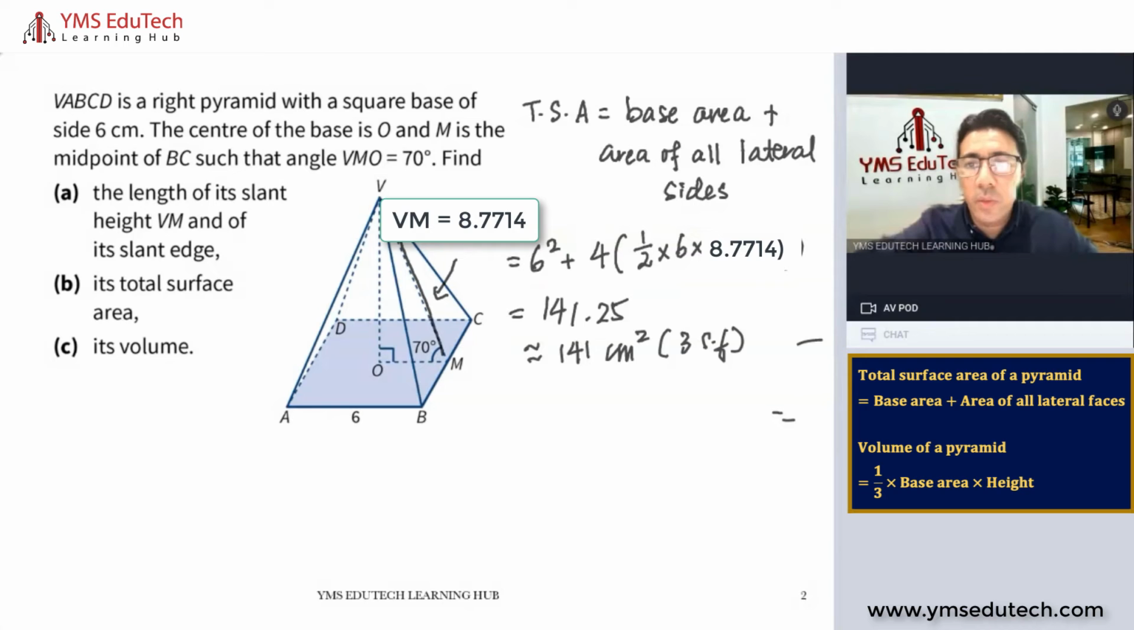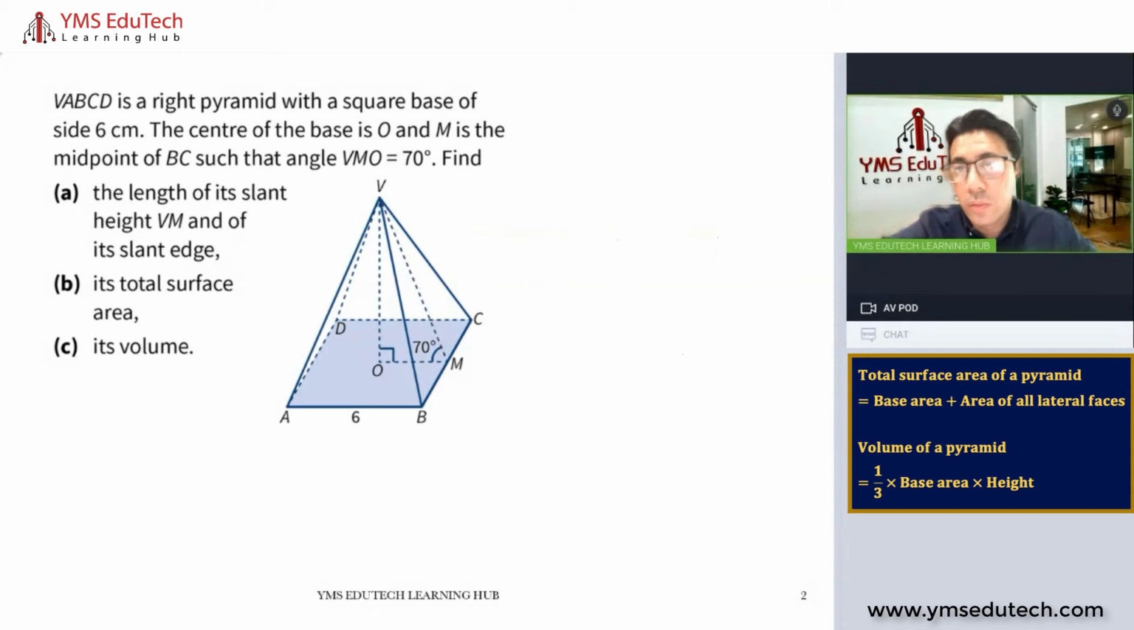So it is a very easy question, very straightforward. As long as you know which are the sides to use and multiply into finding the areas, you should be on your way to get all the marks. And then the very last question, part C. Find the volume of this pyramid.